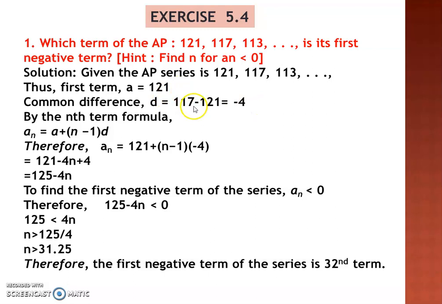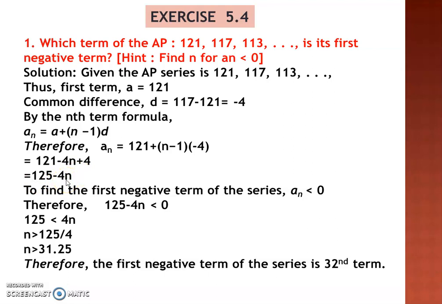So here, first term A and common difference you can write. Common difference is -4. Then the nth term formula. You will substitute A and D in the nth term formula and you will get a general relation for the nth term in terms of n. That is 125 minus 4n.